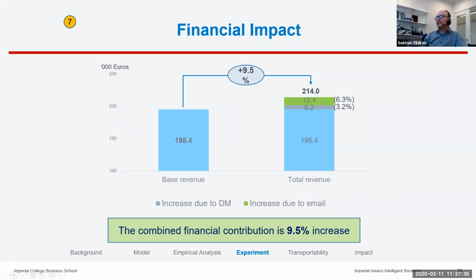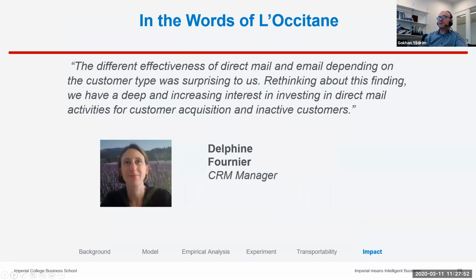So then that increase due to the direct mail was about 3.2%, and the increase due to the email was about 6.3%. So Delphine was super happy after she saw these field experiment results. And then she said to us, well, the different effectiveness of direct mail and email, depending on the customer type, was surprising to us. Rethinking about this finding, we have a deep and increasing interest in investing in direct mail activities for customer acquisition and inactive customers, right?